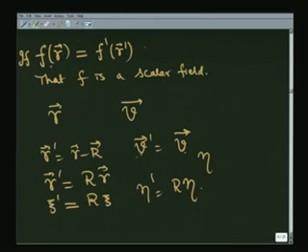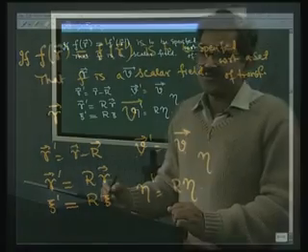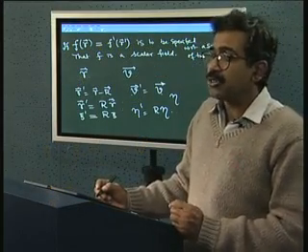Therefore, this statement f of r equal to f prime of r prime is to be specified with respect to a set of transformations. In mechanics, in your earlier course, you had to worry not only about rotations, but also about Galilean transformations from one inertial frame to another. Not only that, you even had to worry about entering rotating frames of reference, which are non-inertial frames.